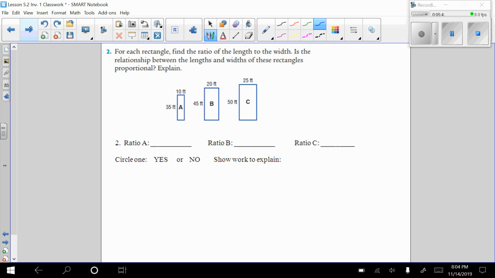What if I get some rectangles? We want to know if they're proportional. First, let's set up a ratio. Remember, order matters for ratio. So I'm going to do the width to the length, or the top to the side.